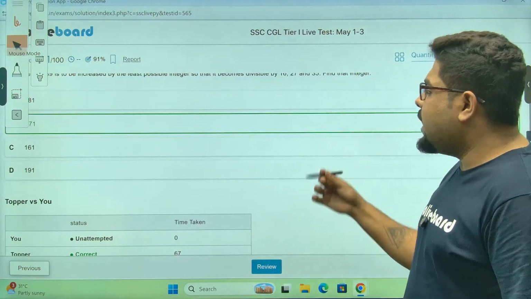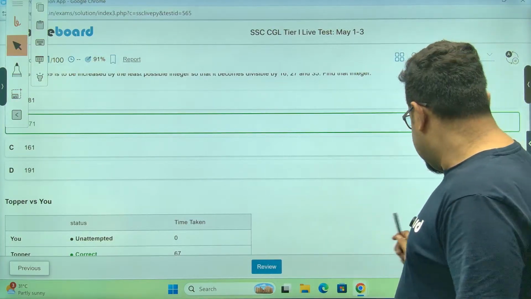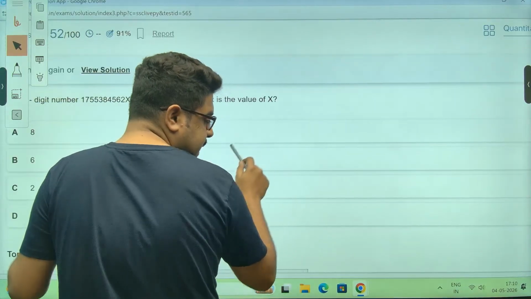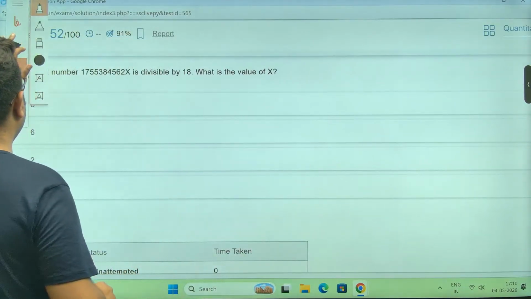Again, it is a calculation-wise much easier method. Moving on, sir. I hope that is clear to everyone. Moving on to the second question, sir. Moving on to the next question.